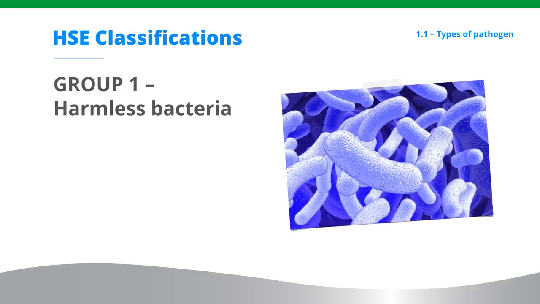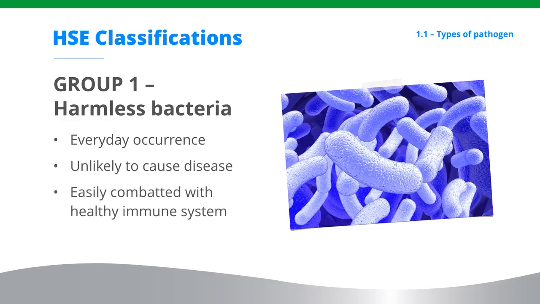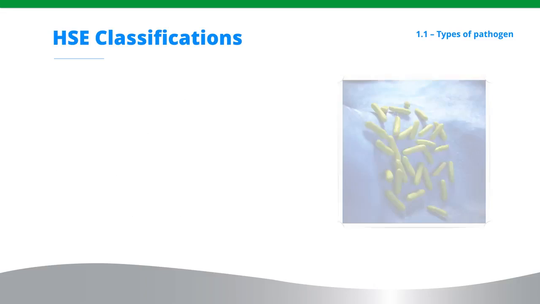Group 1 organisms are of no concern. We encounter harmless bacteria every day and remain unharmed. A healthy animal or human is equipped with a strong immune system to fight unwanted bacterial, fungal, or viral intrusions.